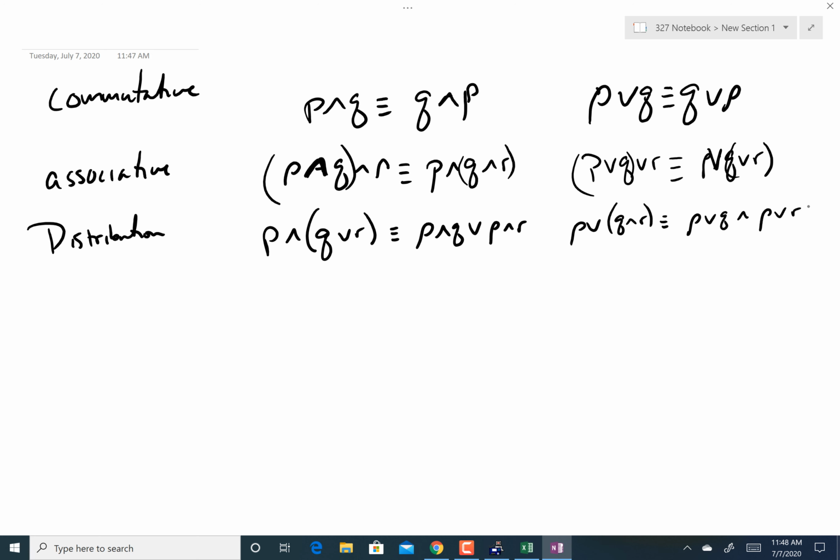Okay, so check this out. Identity. Wait a minute, what identity? Identity is like when you add zero or multiply by one. What would that look like here? It would be P and a tautology is always P. Where do they overlap? They overlap with P. There it is. And then P or the contradiction, I'm sorry, P versus P and the contradiction.